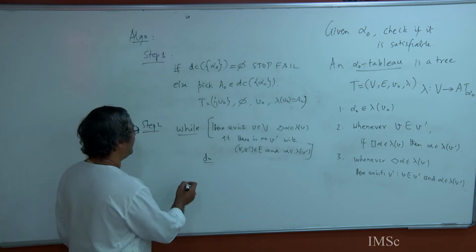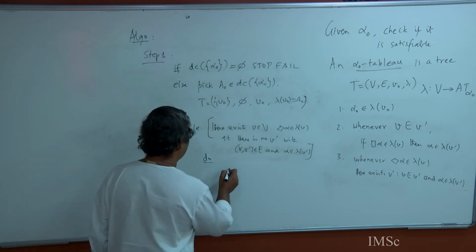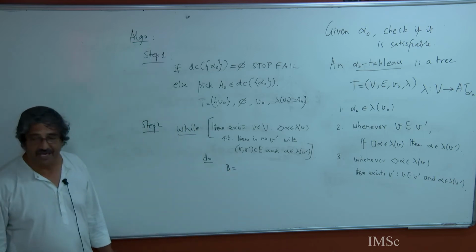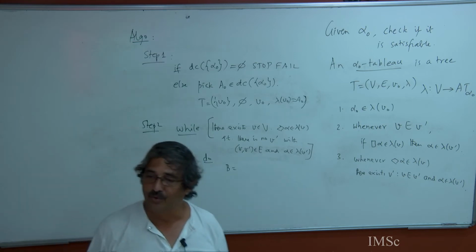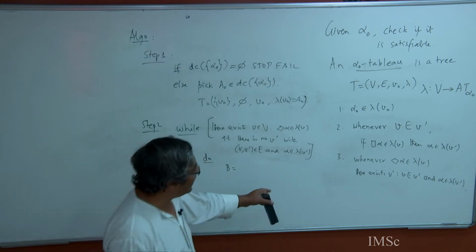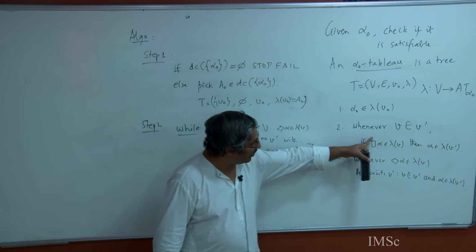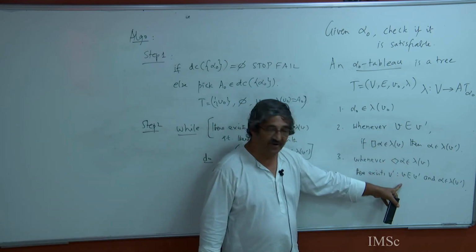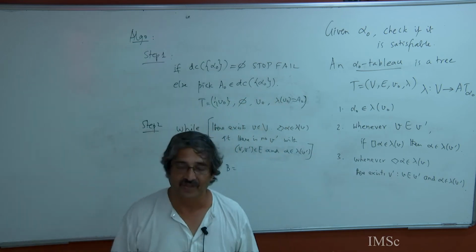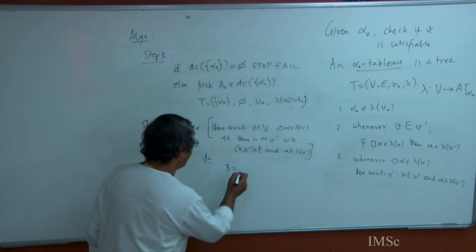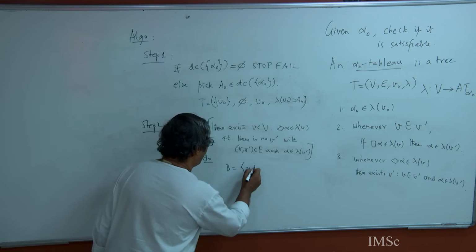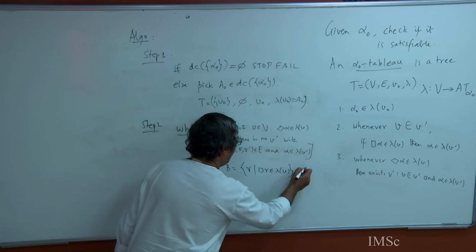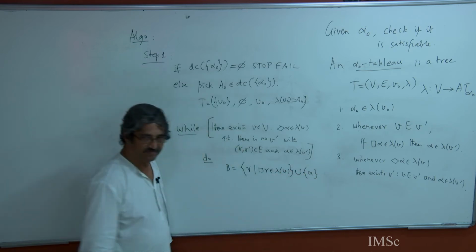Then do: let B equal, this is what we said. Now I need to construct a node, a new node I want to add, and what is the label that I want? I'm going to add a node, so I must make sure that this condition is satisfied, and then I have to fulfill the particular alpha, right? So define B to be all gamma such that box gamma belongs to lambda of V, union alpha, right?